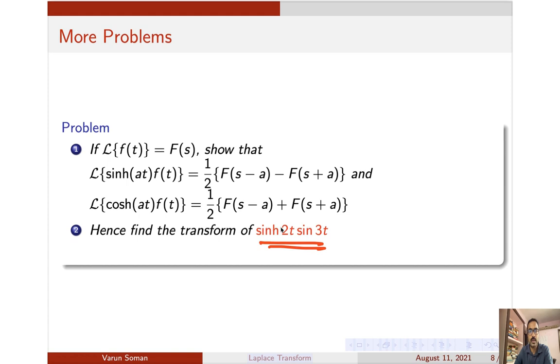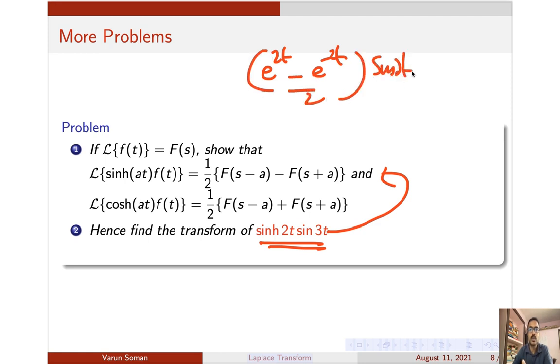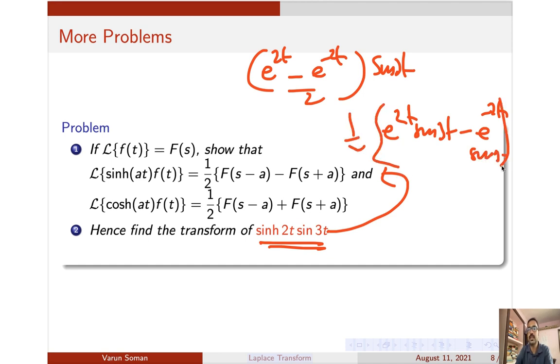Your a is 2, your f of t is actually sin 3t. Just plug in these values here and try to find it out. Or if they are asking you a standalone question on L of sinh 2t sin 3t, what will you do? You can straightforward use the same approach here. It will simply be e raised to 2t minus e raised to minus 2t by 2, into sin 3t. Okay, so you need to find L of this. So it will be e raised to 2t into sin 3t minus e raised to minus 2t into sin 3t, with 1 by 2 outside. You can directly use the definition there.